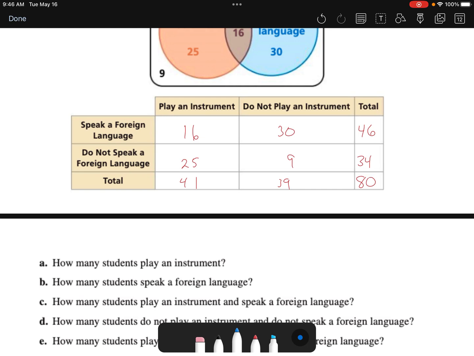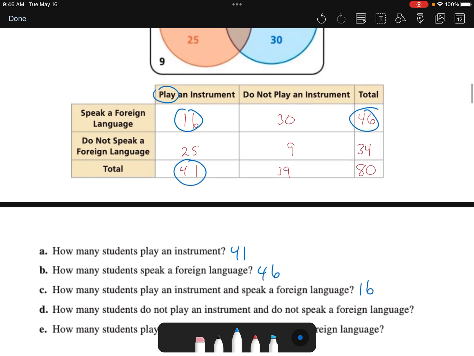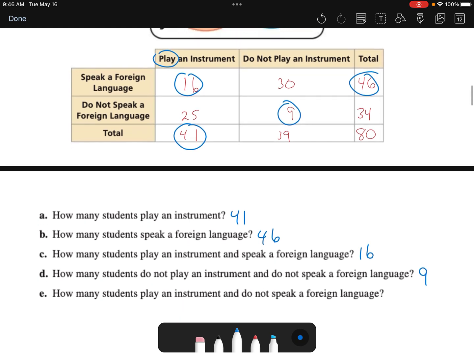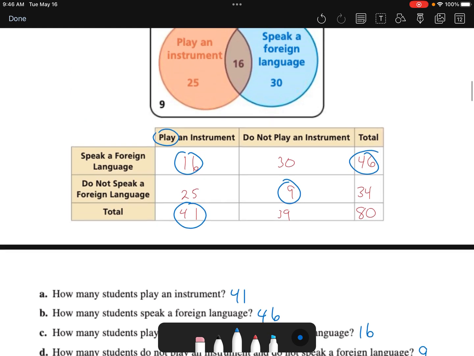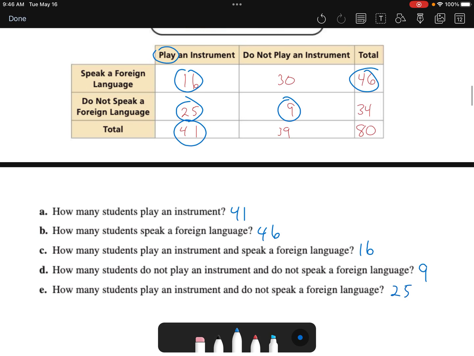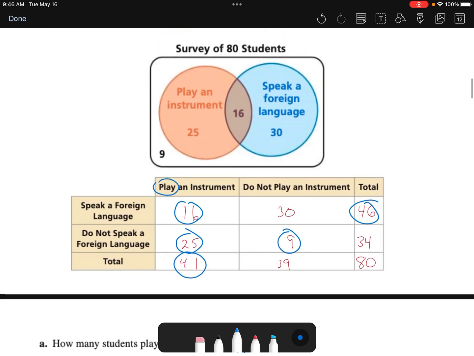Now because of this, we can answer a bunch of questions really quick from the table. How many students play an instrument? Well, here's play an instrument, 41. How many students speak a foreign language? 46. How many students play an instrument and speak a foreign language? 16. How many students do not play an instrument and do not speak a foreign language? 9. How many students play an instrument and do not speak a foreign language? 25.